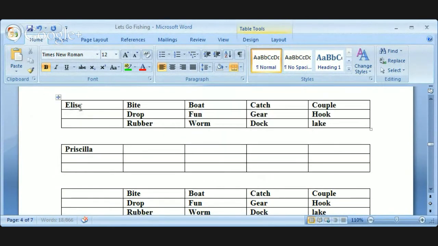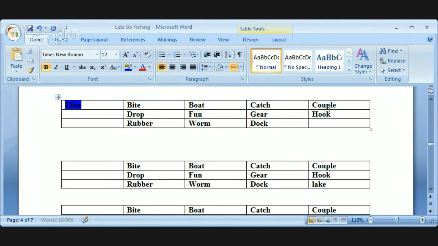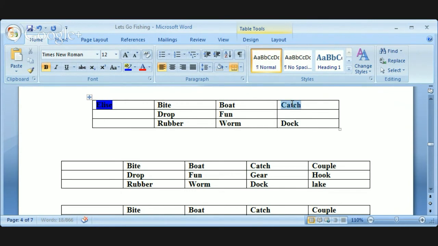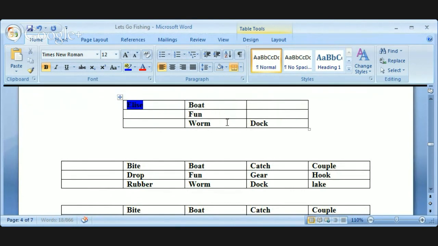Okay, Elise, it is your turn. The other day, I saw a couple going fishing by the lake. They took lots of gear and hooks with them. And they tried very hard to catch a fish, but they couldn't. Initially, they put some rubber worm on the hook to let the fish bite. However, they dropped their hooks into the water. Even though they lost their hooks, they had great fun.